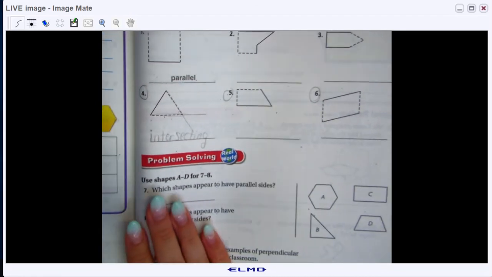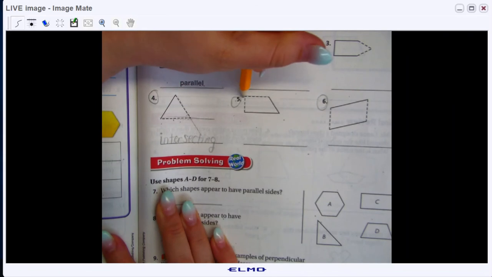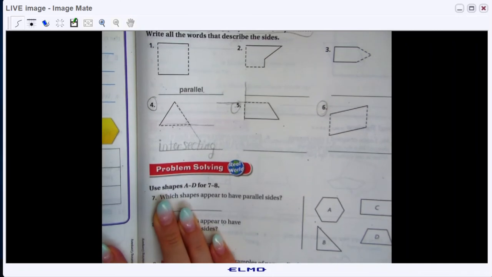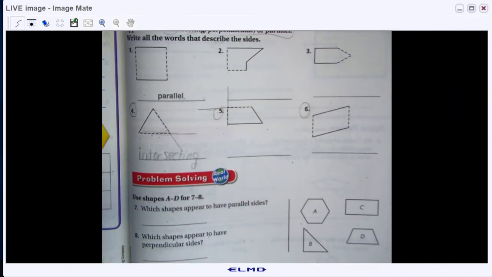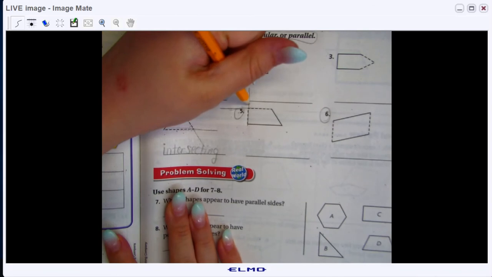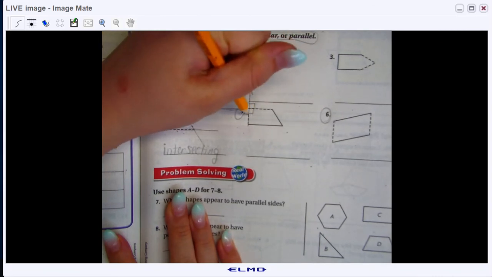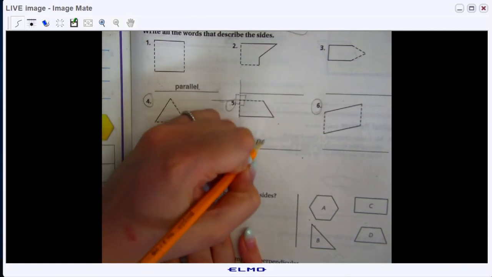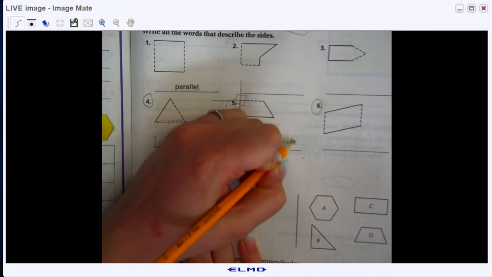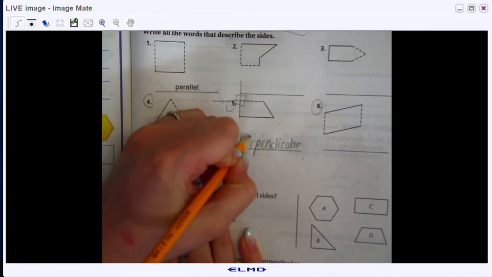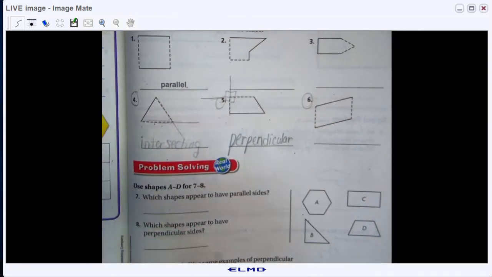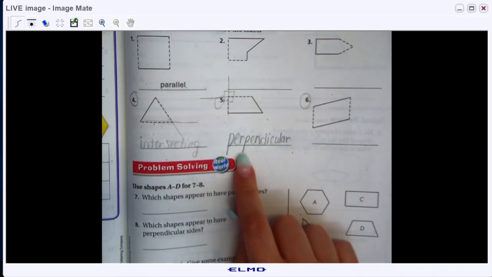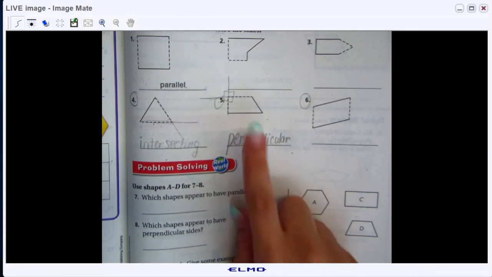Next, number 5. These two lines, if they were to keep going, extend out straight this way, down. Do they cross? Yes. Do they form right angles? Yes, they do. Actually, it has 4 right angles here. So we can call this a perpendicular line. Remember, you can call this an intersecting line too, but the most specific way you can call this is perpendicular, and that's what I want you to practice answering it as, a perpendicular line.